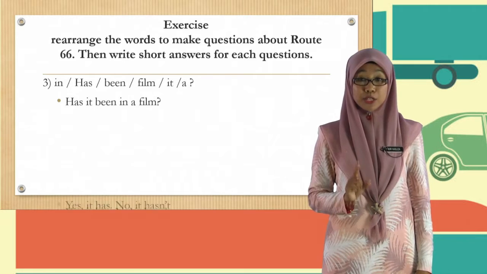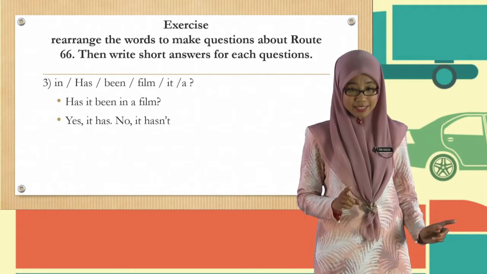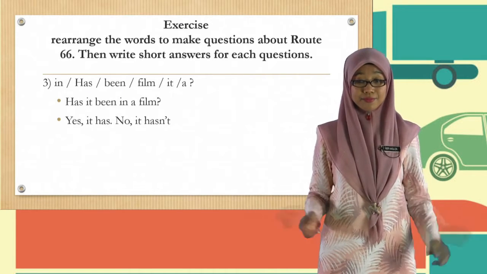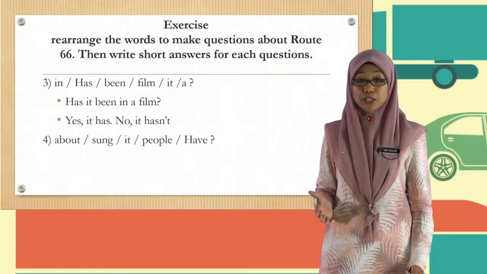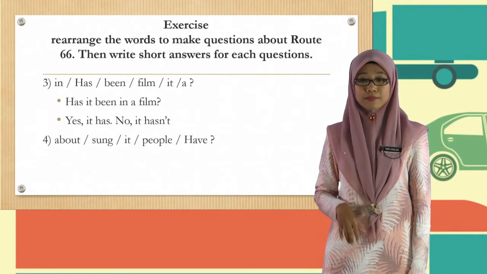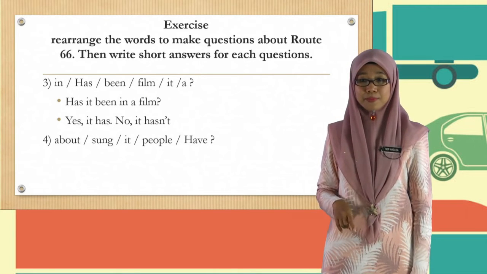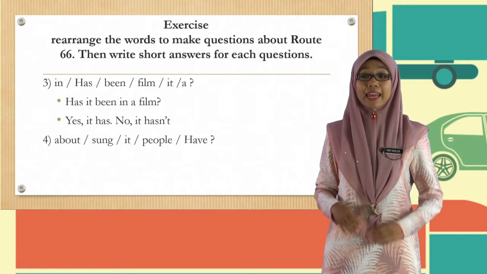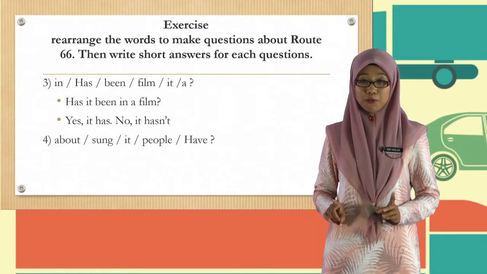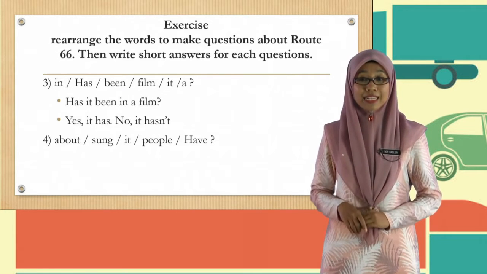You can give a short answer for this question, either yes, it has, or no, it hasn't. Let's continue with question number 4. We have about, sung, eat, people, and have with a question mark. Have should be placed at the beginning of the question, followed by the subject.